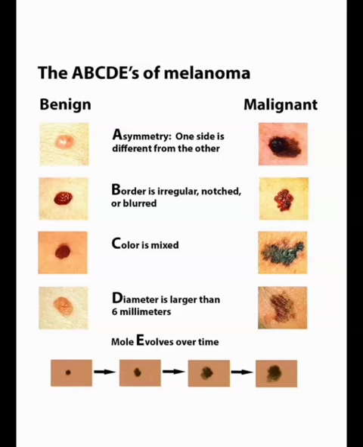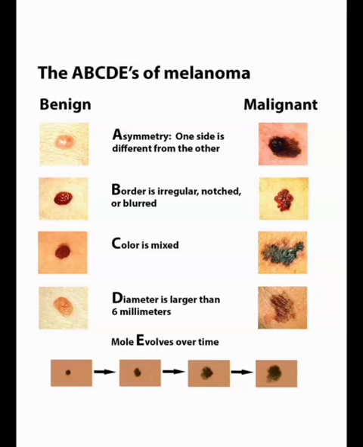Then C, color mixed. Usually a mole will have a unique color. Instead of that, in malignant melanoma there will be mixing of colors. Then regarding the diameter, D is diameter larger than 6 millimeters. So increasing size of the moles indicates malignant melanoma. Then next one, E, that is mole evolves over time.